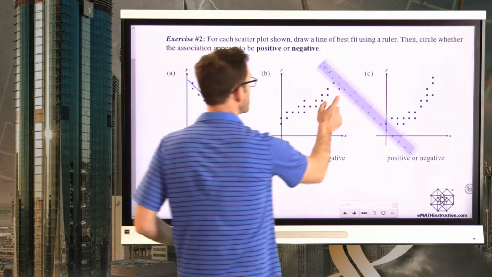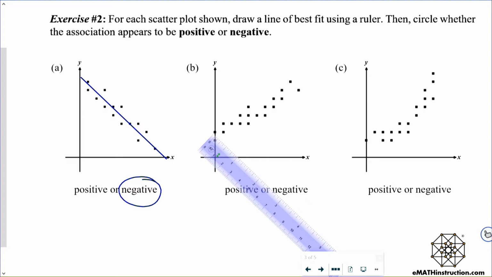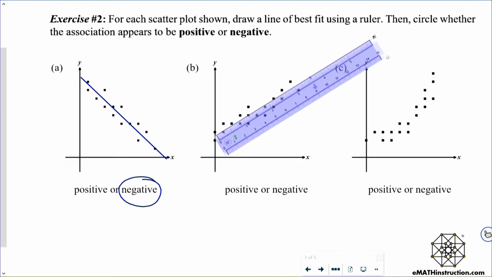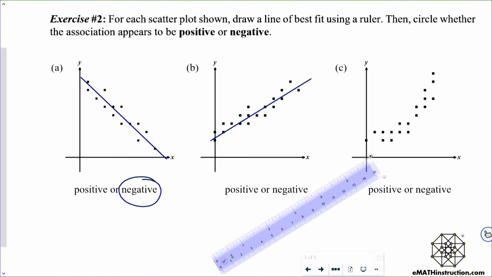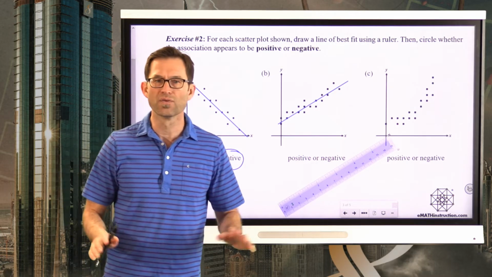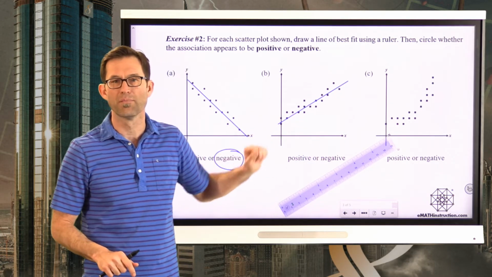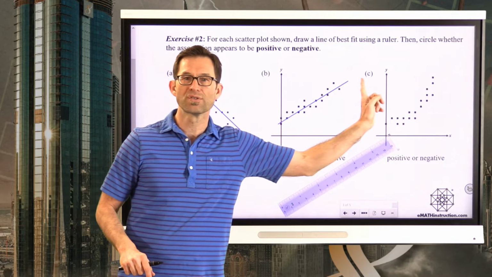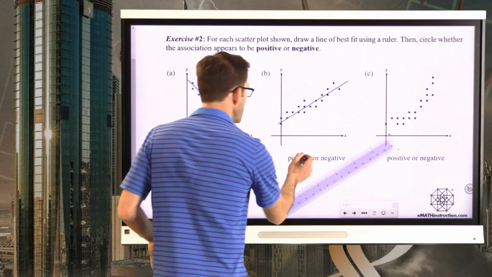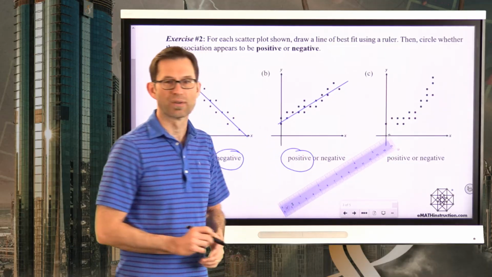Let's take a look at letter B. Right? In this case, I'll put that right around there, rotate it up. Does that look pretty good? Yeah, I think that looks pretty good. Right? And again, fairly good line of best fit, right? Goes through the data, about the same number of points below as above, etc. Notice that if x is increasing, right, y is also increasing, and so this is a positive association.